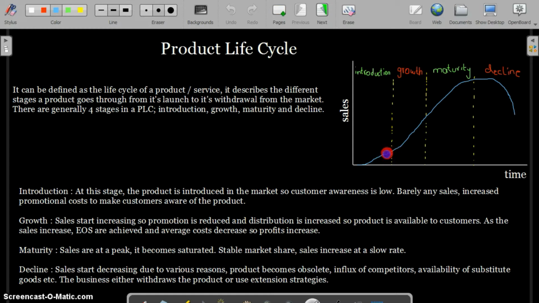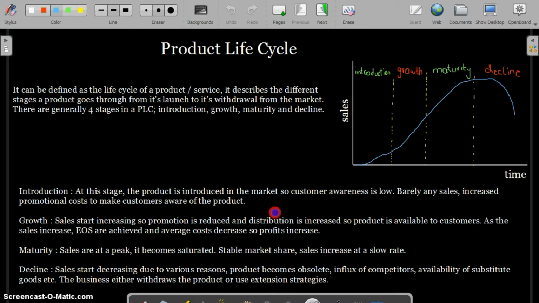And then there's the growth phase, where the product is now known to many customers, not as many, but at least 25% of the target market, you can say. The sales start to grow steadily, and as the sales are growing steadily, that's why this stage is called the growth stage. As the sales are increasing, the promotional costs are reduced.